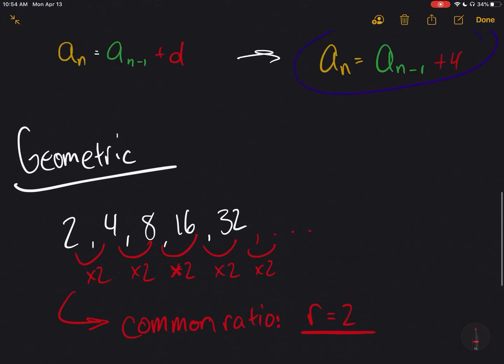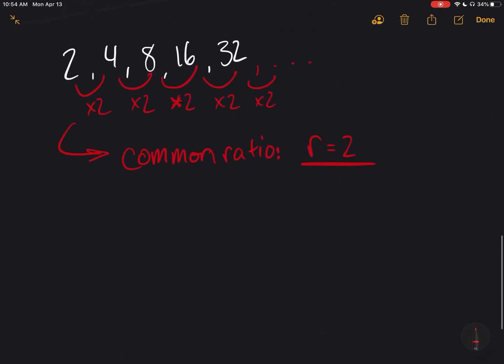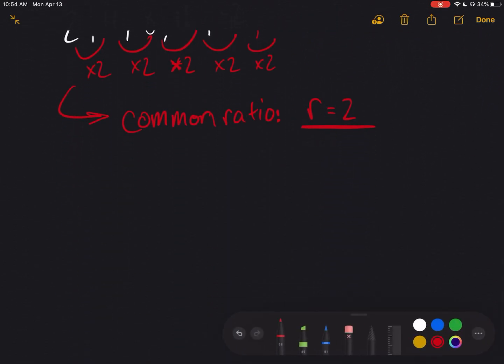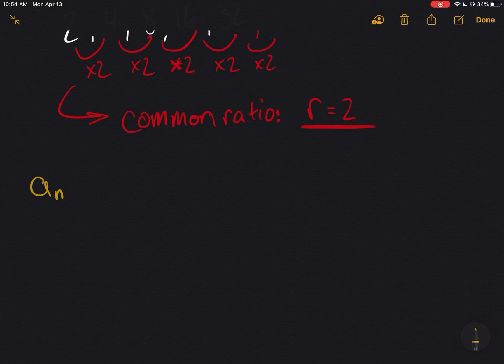Now, to get the explicit formula, remember, I've got kind of a table set up where if I plug in n, I want to get out that term number. So if I plug in 15, I want to get out the 15th term. If I want to get the an term, then I want to plug in n. That's all that is, just a generalized version.